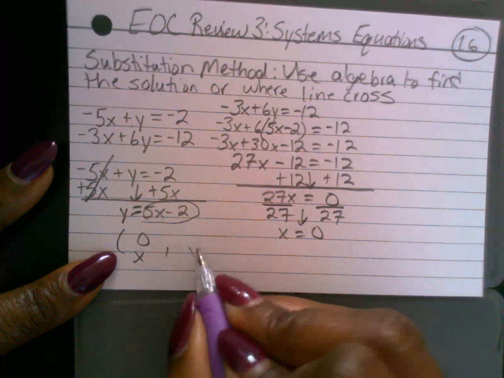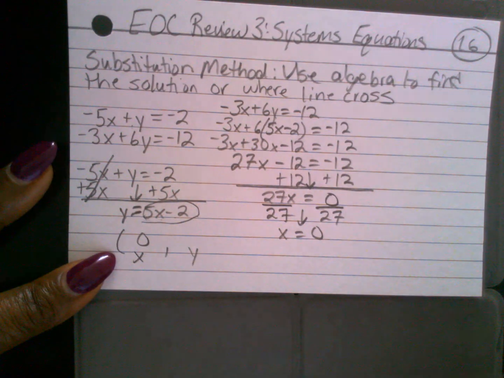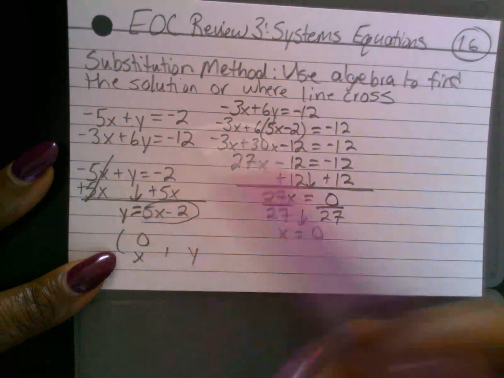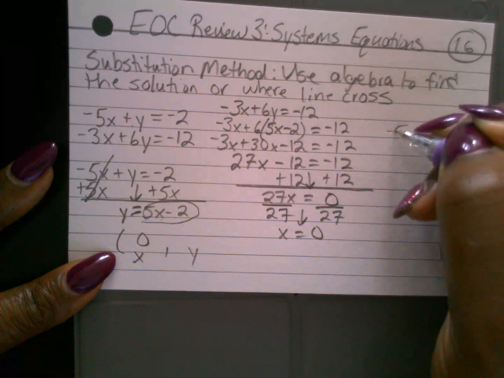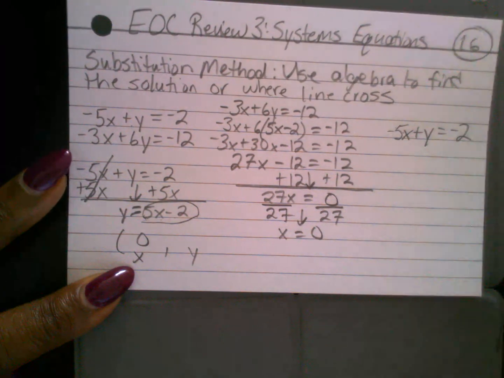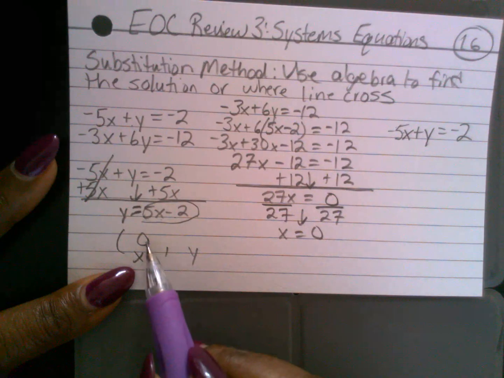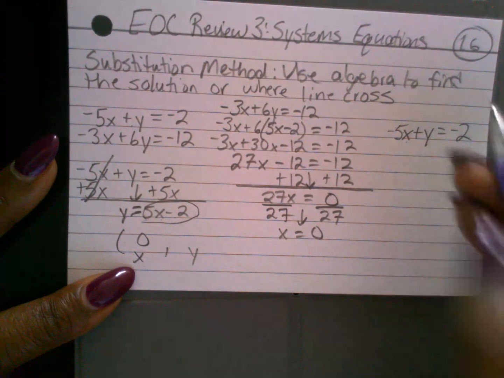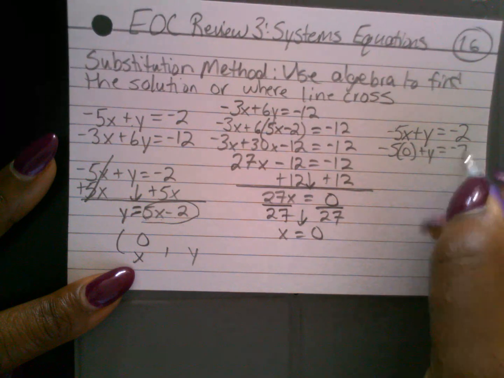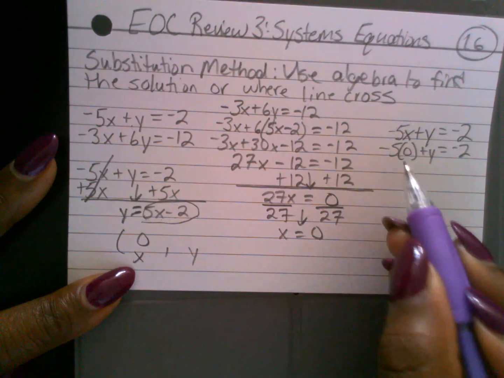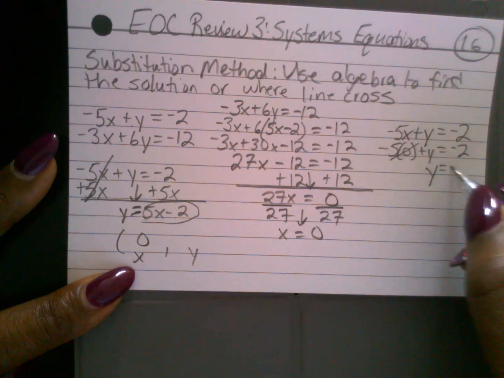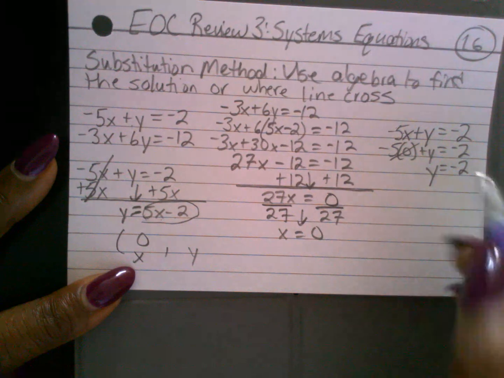So now I've got to figure out what my y is. So I'm going to choose one of the equations. I think the easiest equation to use is the first one. So I'm going to rewrite the first one. Negative 5x plus y is equal to negative 2. I'm going to substitute 0 in for x to figure out y now. So that's negative 5 times 0 plus y is equal to negative 2. When I multiply, this gives me 0, and I'm left with just y. And y is equal to negative 2.